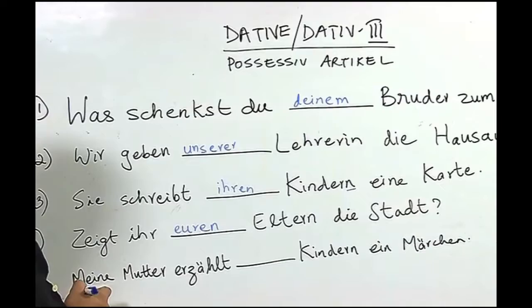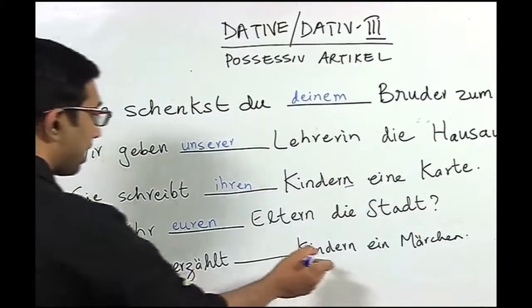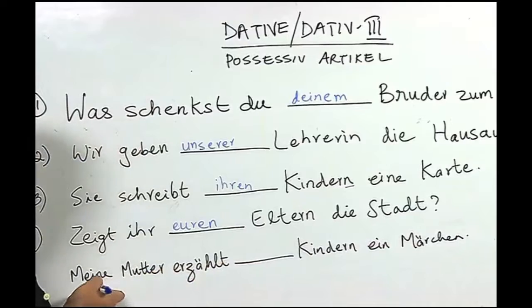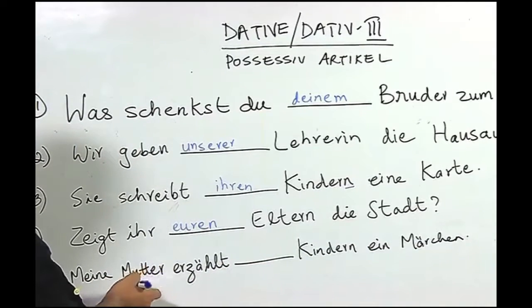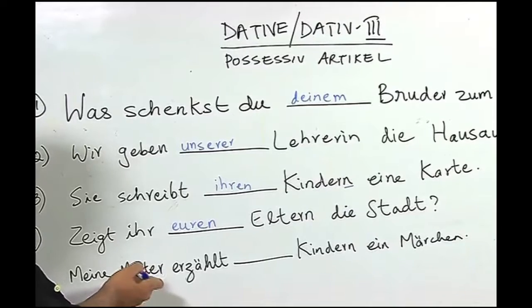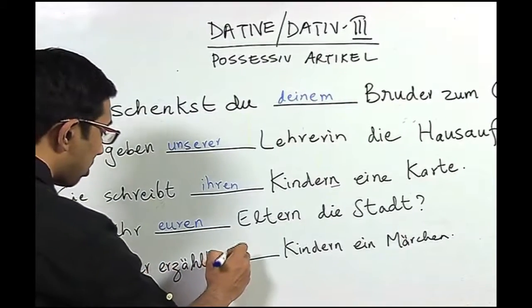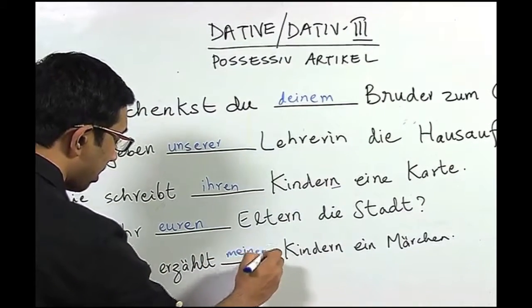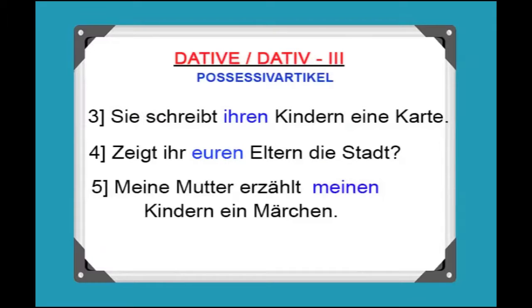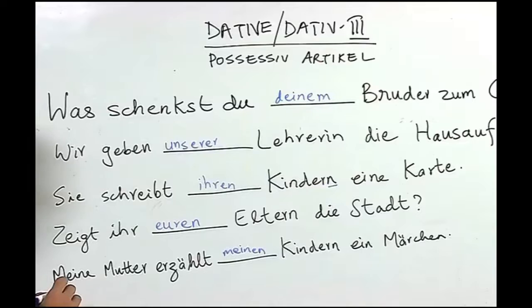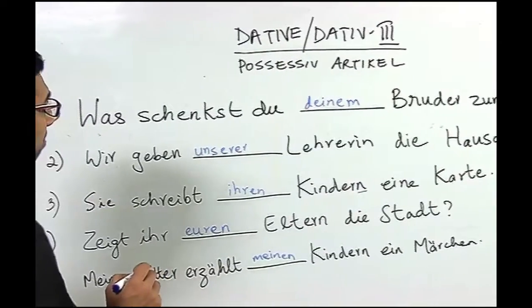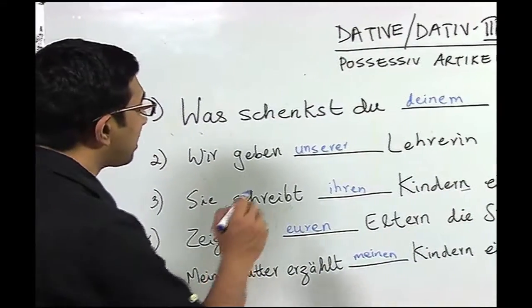Now, let us look at sentence number 5. Meine Mutter erzählt Kindern ein Märchen. Here, meine Mutter means my mother. Here we don't have a pronoun, so we have the noun, and we can easily deduce that meine Mutter erzählt meinen Kindern, my children, a fairy tale. My mother narrates a fairy tale to my children. Here we have deduced that the answer is meinen based on the possessive article which is given here. Now, before we finish, let us mark the other cases in this sentence.